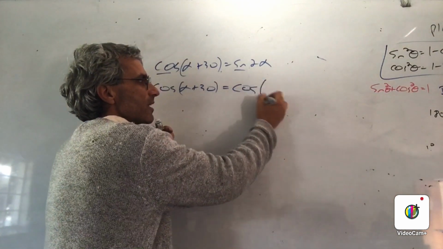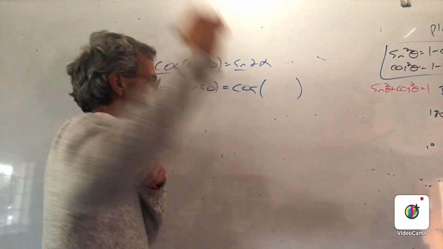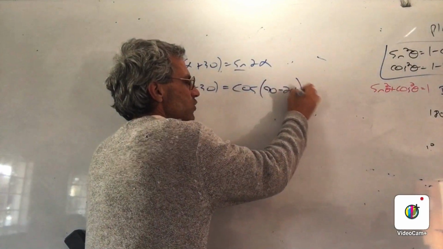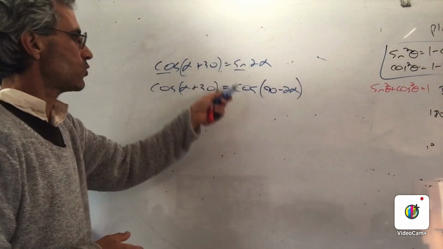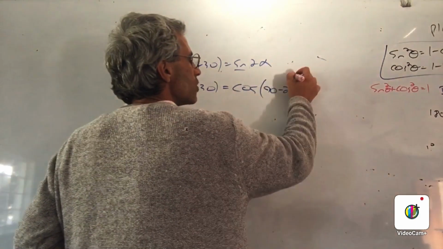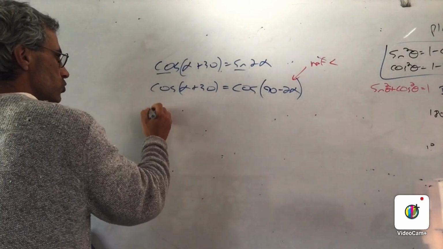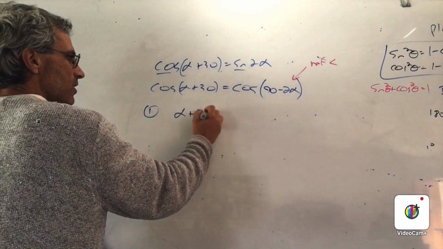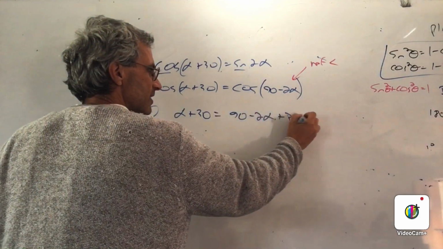What can I write here? I can't write 2 alpha. Good, cofunction: 90 minus 2 alpha. Cos to a sine, sine to a cos, it's the same. Again, I'm going to call that the reference angle, and that means I have 2 solutions. The first is alpha plus 30 must be equal to 90 minus 2 alpha plus 360k.